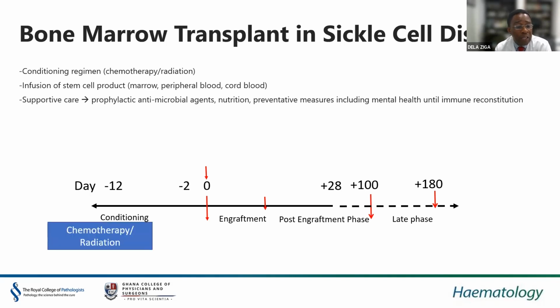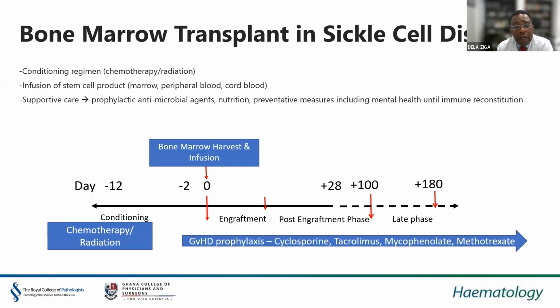So conditioning begins with chemotherapy or radiation or a combination, and by day 0, the stem cells are harvested. By day 2, the prophylaxis for GVHD is begun. Oftentimes, cyclosporine is used, or tacrolimus, one or the other depending on the center, in combination with mycophenolate or methotrexate. This is to prevent graft-versus-host disease after the stem cell infusion.